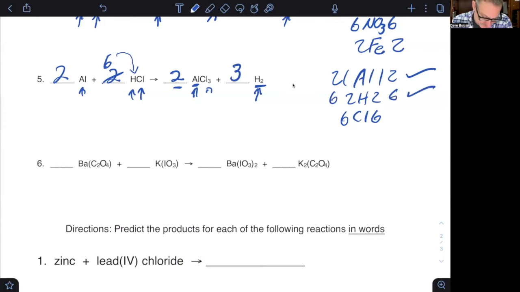And then double check our chlorines, make sure we didn't mess anything up here. 2 times 3 is 6. And here 6 applies to both the hydrogen and the chlorine. So I have 6 on both sides. And so this is balanced. Go ahead and clean this up. 2, 6, 2, 3. This can't be reduced. So that is our numbers.